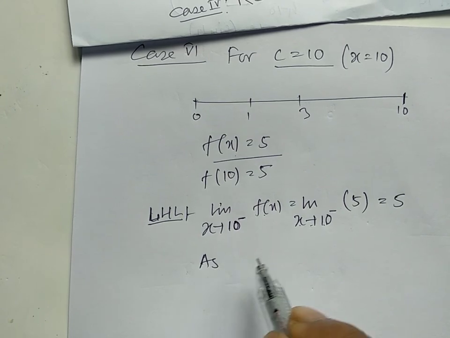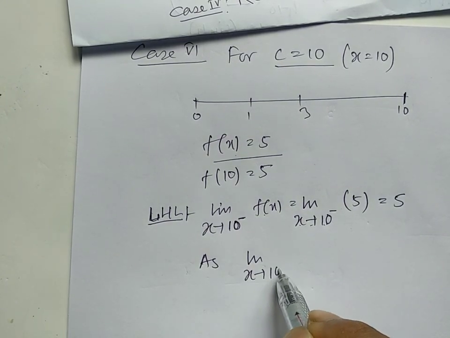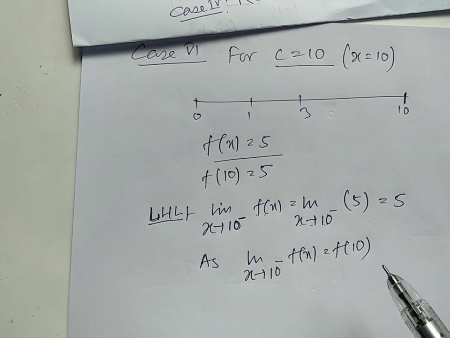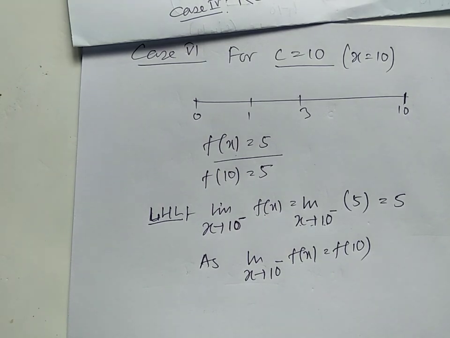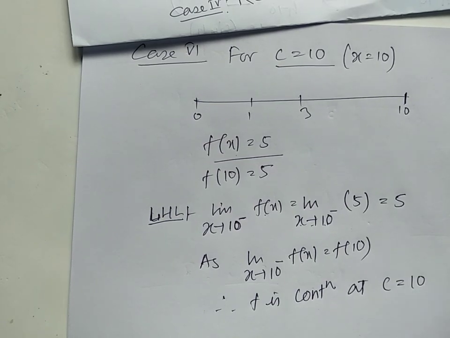As limit x tends to 10 minus f of x is equal to f of 10, we are not considering the right hand limit. Do you know why? Because right hand values do not exist, therefore we do not discuss the right hand limit. Therefore f is continuous at c is equal to 10.